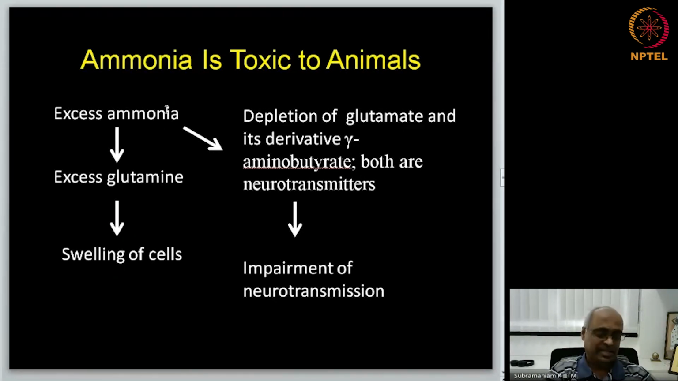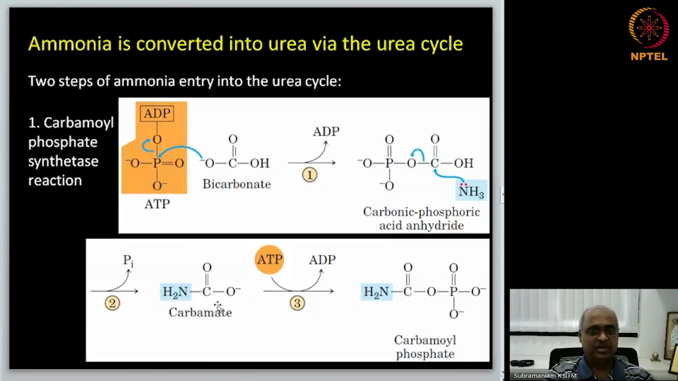So the summary here is the ammonia produced in the liver from glutamate and glutamine must be excreted, and that is done by urea cycle.